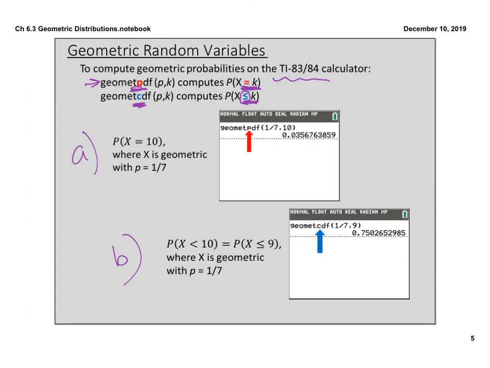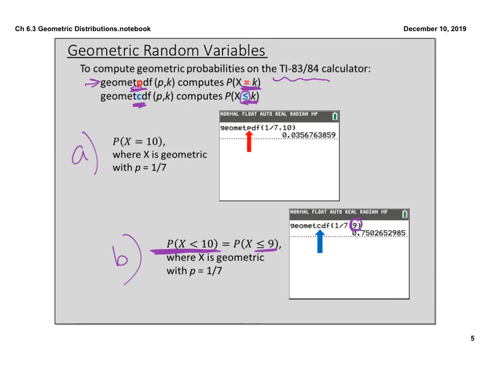Okay, so in part B, if I want X being less than 10, that means that my number of failures is 9. Okay, so let me say that again. If I want the probability to be less than 10, that means that my number of failures is 9. So 9 is what I have to type in there.